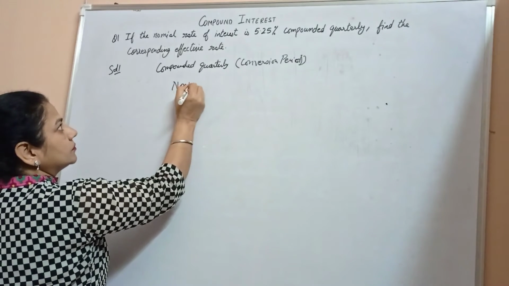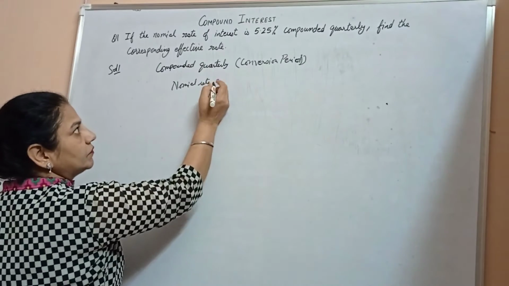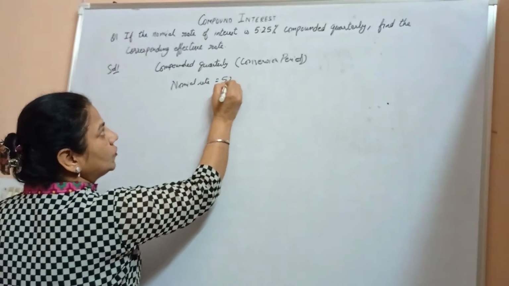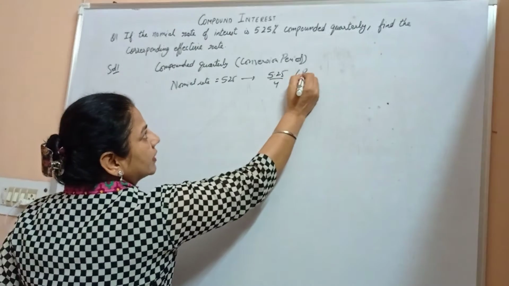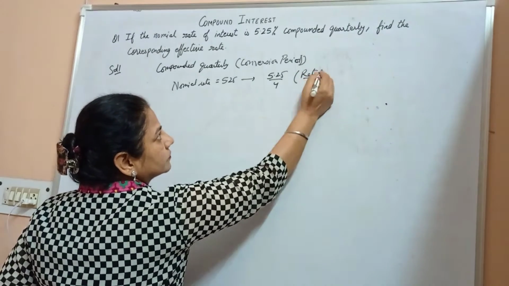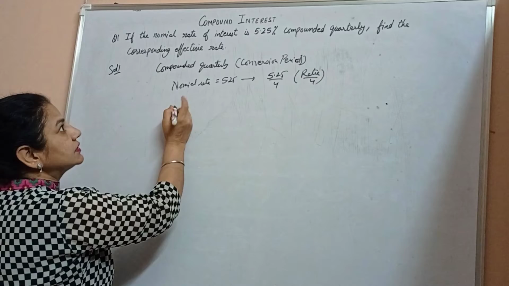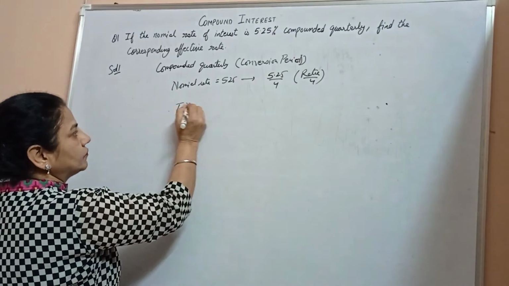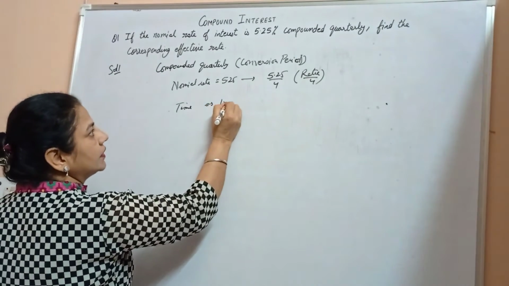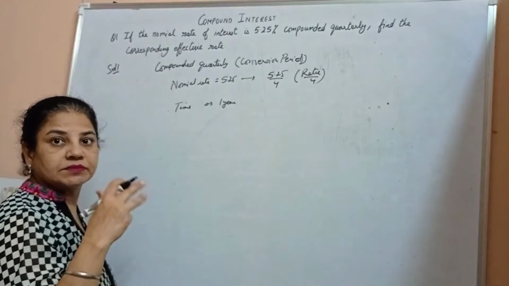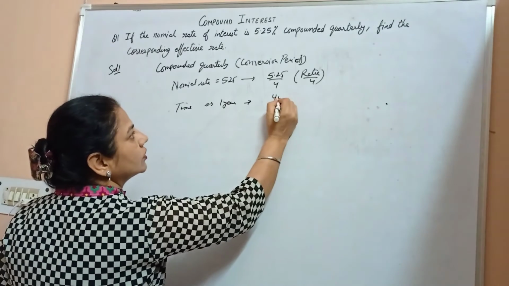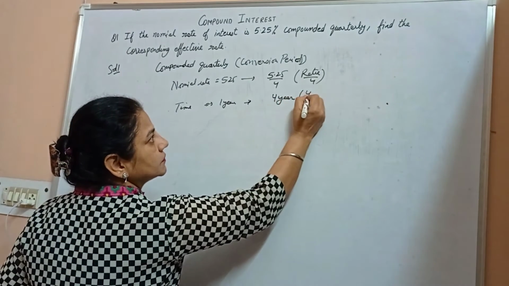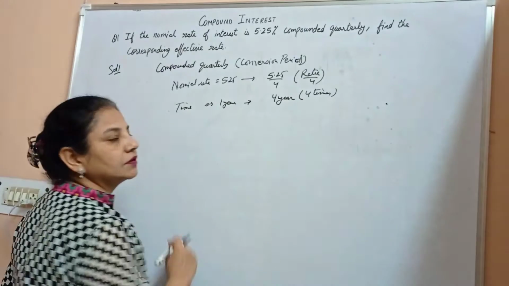In the conversion period, the nominal rate of interest, which is given as 5.25, is converted to 5.25 divided by 4, so the rate becomes one-fourth. And the time: it is given for 1 year compounded quarterly, so the year is calculated in 4 parts, and the time becomes 4 times. This is the conversion period.